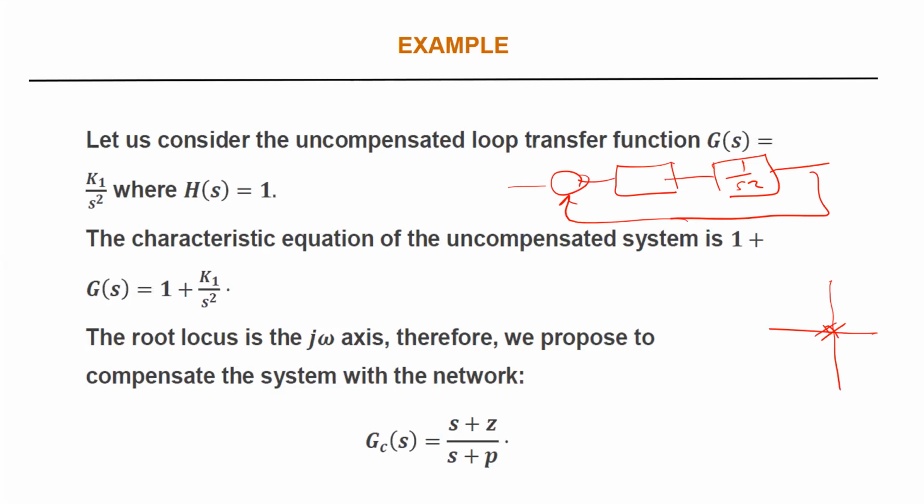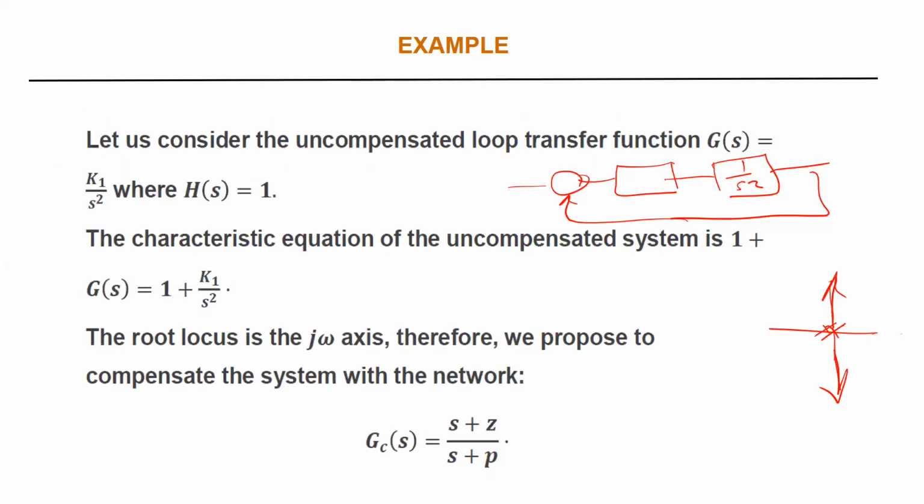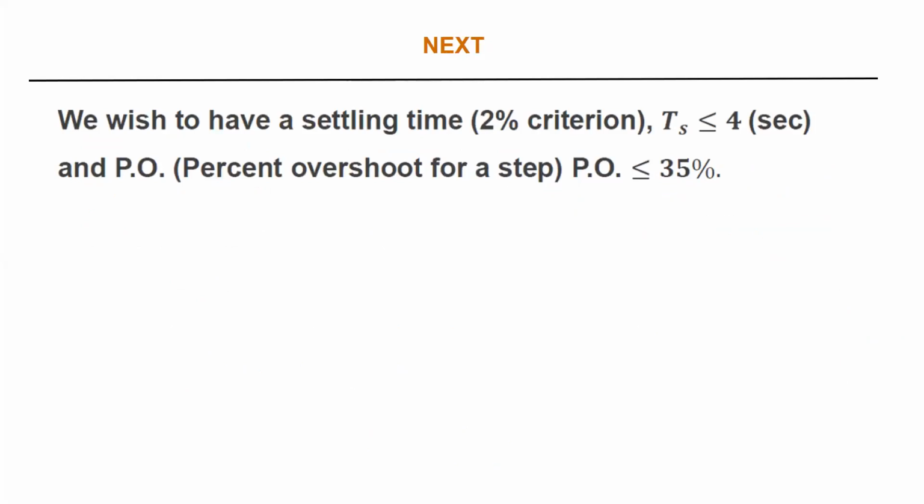And how does the locus look like if I have 2 poles only at the origin? They will go up and down because in here, this is not part of the locus, this is not part of the locus. So they must go on the j omega axis. Okay. This is the locus.